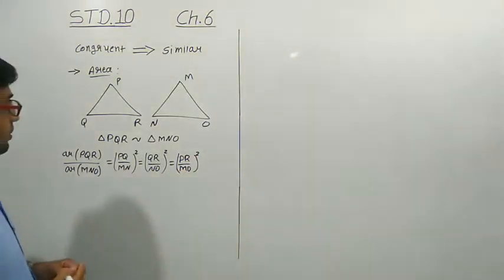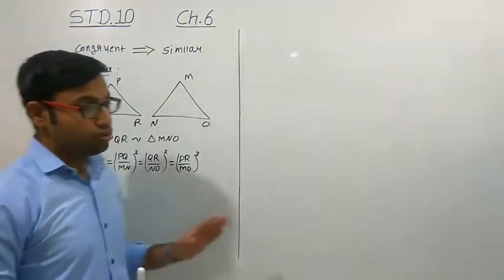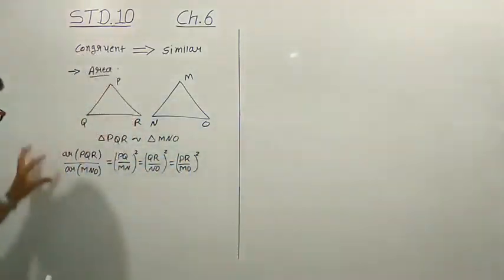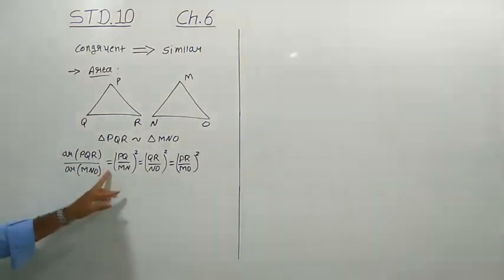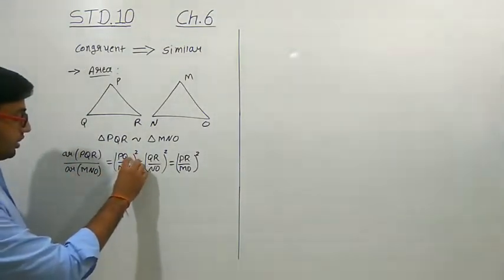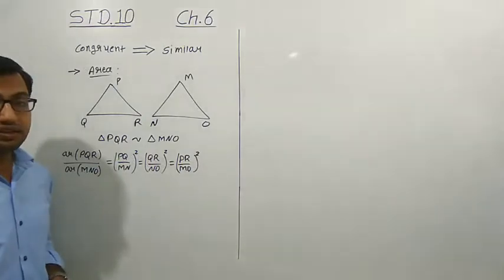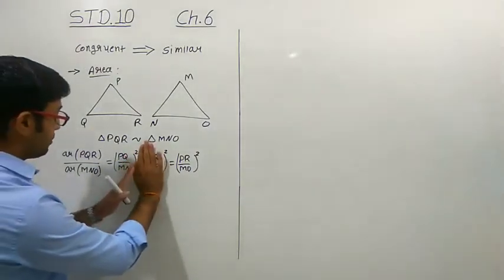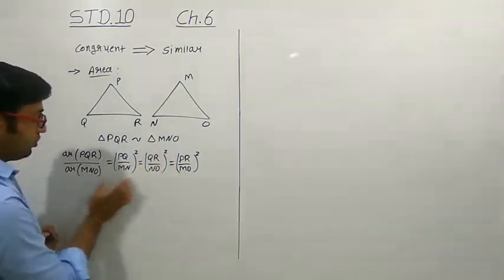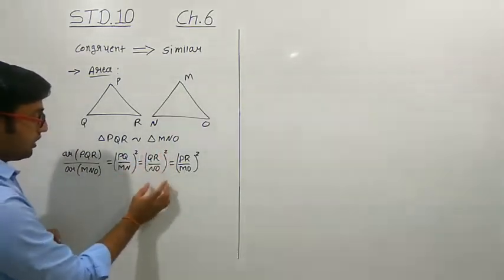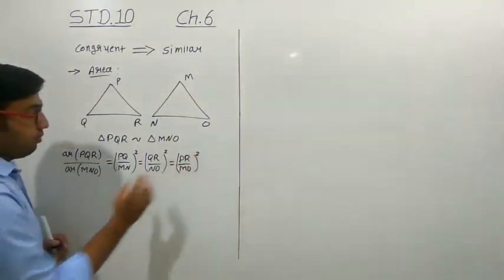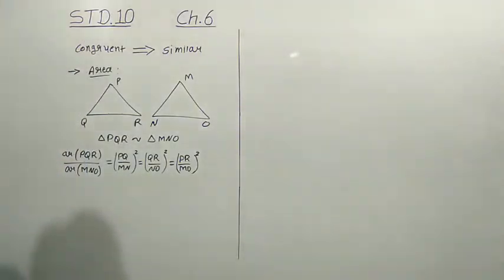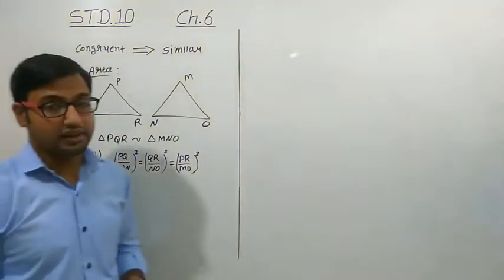right? So if the two triangles are similar, it has also a relation with the areas of the two triangles, and that is the ratio of their areas is equal to the square of the ratio of these corresponding sides. We can take any corresponding side. Either we can take PQ upon MN whole square, or QR upon NO whole square, or PR upon MO whole square. So this is the relation between the areas of the two similar triangles.